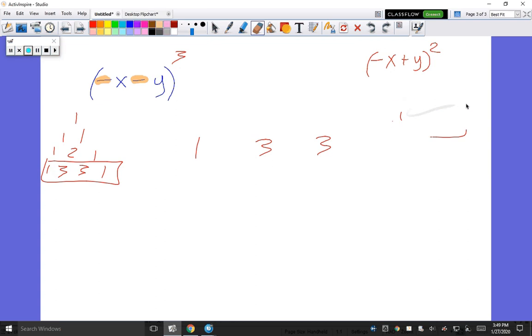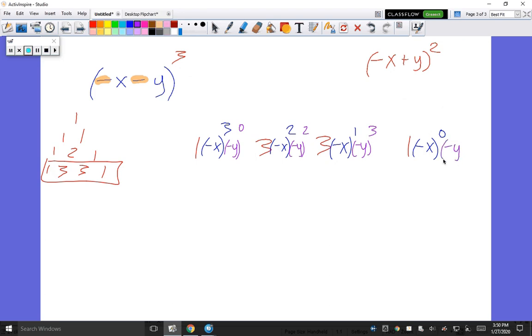Now, guys, again, we're talking about these negatives. So this goes to what like 3 or 4 of you were asking, what do we do here? The first term is a negative x. It'll be cubed, negative x squared, negative x to the power of 1, and negative x to the power of 0. You with me? The other term is going to be a negative y to the 0, negative y squared, negative y to the third, and negative y to the fourth.